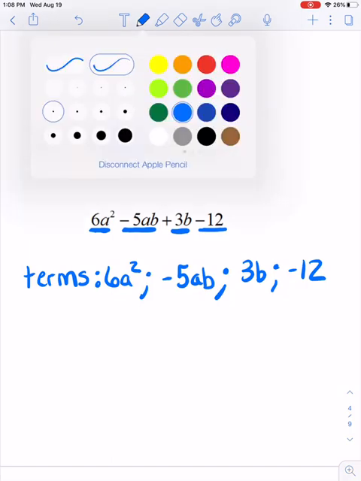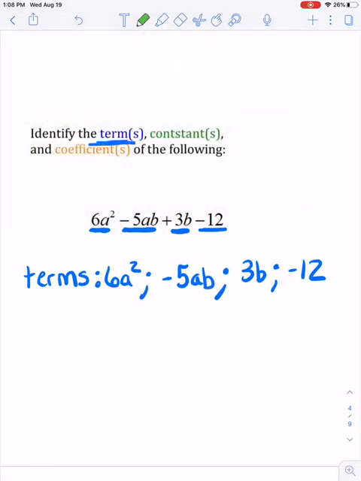Next, we got to talk about constants. So, constants. Remember, a constant is just a number, no variable. So if I look here, the first term has a variable, has an a. Next term has ab, third term has b, but the last term, it is a constant, right? There's no variable, so my constant is negative 12.